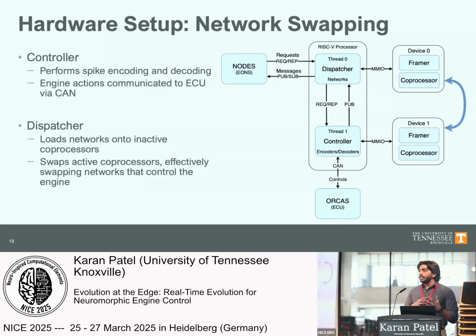Essentially, the swapping mechanism between the active neural processor and inactive one allows for timing constraints to be met, and it provides a seamless interface for the Nodes framework where new networks can be loaded onto the physical hardware as soon as the next engine cycle of the engine. And this is essential for that real-time control.